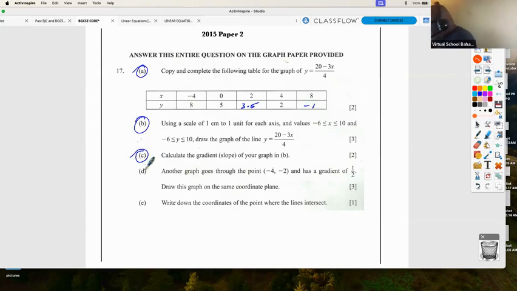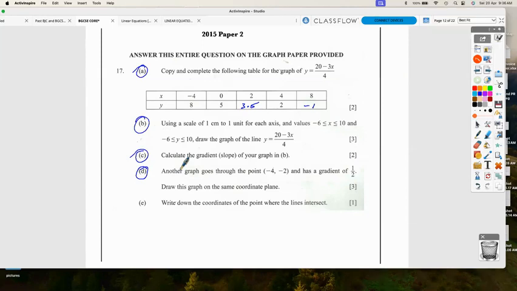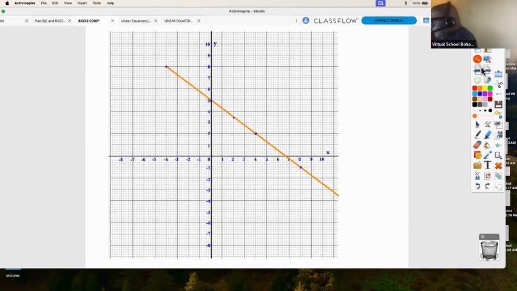Now this is the next graph that we're going to do, and I'm going to show you how to do it. Read what it says to me. Another graph goes to the point -4, -2, and has a gradient of 1/2. That's a positive gradient, right? Draw this graph on the same coordinate plane. That means you got to do it on the same paper. So -4, -2 is the point that we have on the line.